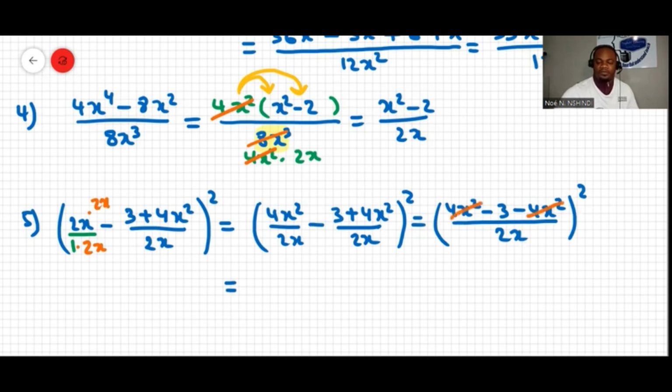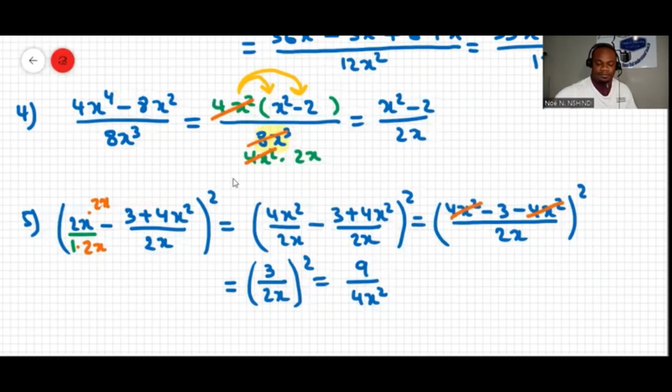Now I can do it here. 4x squared and negative 4x squared cancel, and then we are left with 3 over 2x to the power of 2, and that makes 9 over 4x squared. Okay, that's the answer for question 5.